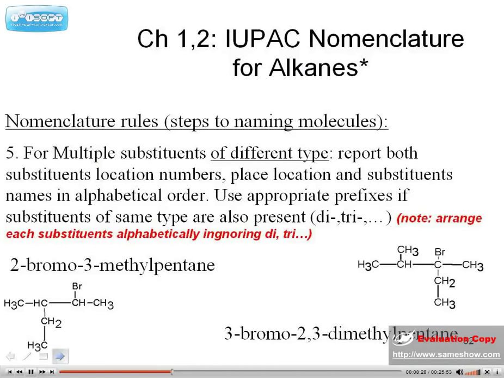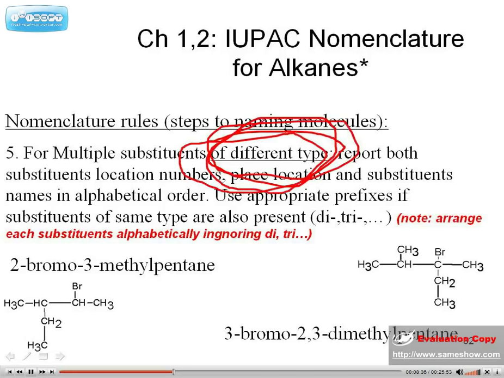In this example right here, we are looking at substituents of different types. So in this case right here, we have 2-bromo, 3-methyl pentane. What I'm doing is stacking the prefix branch names right up in front. I'm going to go ahead and highlight in blue just out of habit. So here is my branch. Here is my branch.